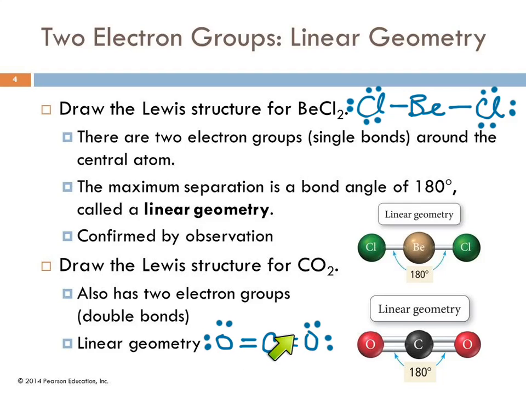And this double bond, those electrons are stuck between the carbon and the oxygen. They can't spread out, so it's one group. So it's not number of electrons, it's not pairs of electrons, it's groups of electrons. So 2 groups, they'll be on opposite sides. It also has a linear geometry. Any questions?